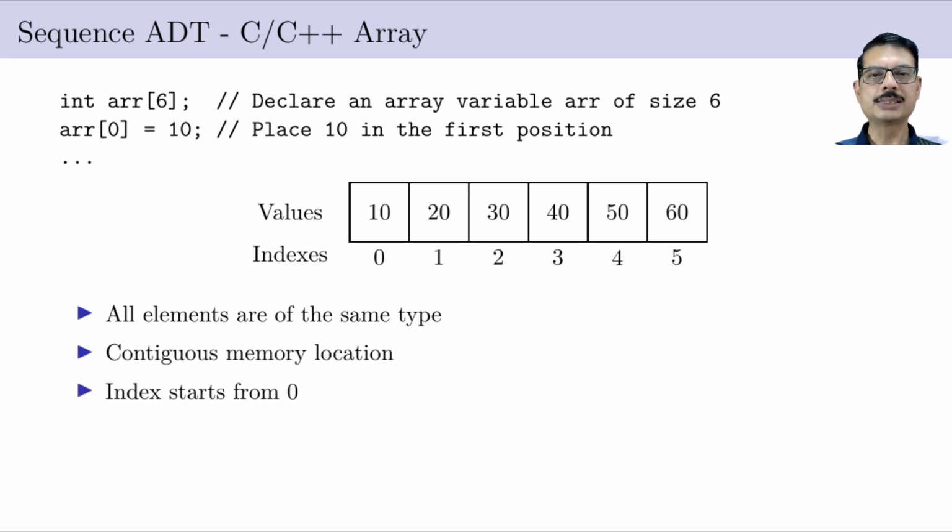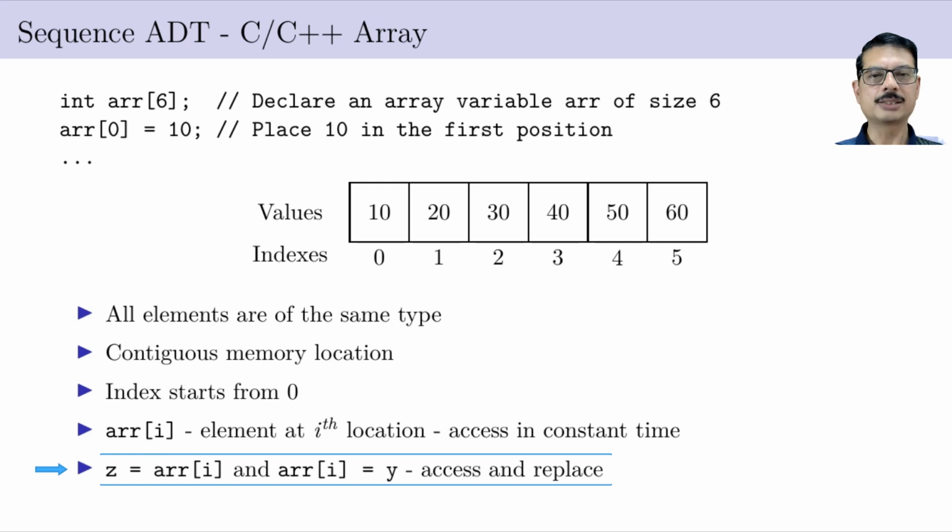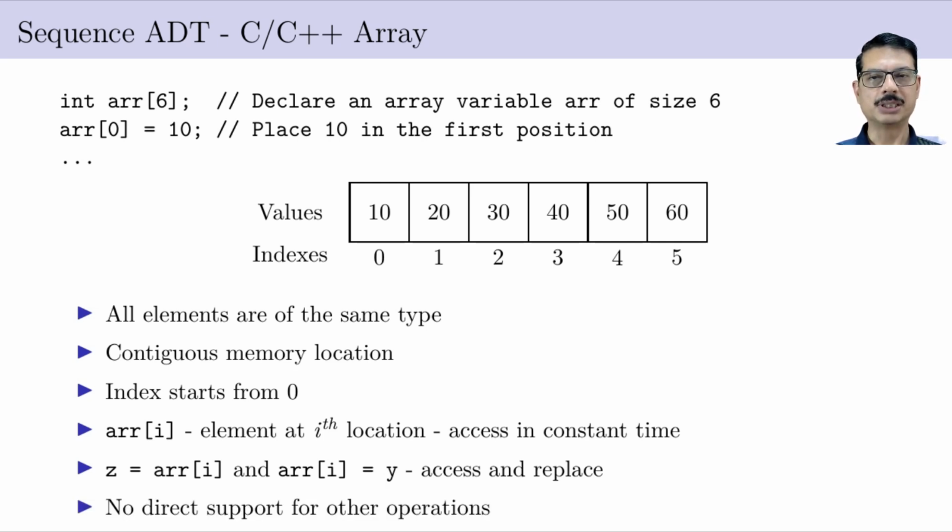So an array provides constant time access using indexes. The element at and the replace i, x operations are supported by brackets. But this particular array data type has certain limitations. It is not exactly giving you all the functionality that we expected from the sequence ADT. First, there is no built-in support for operations like insert in the middle of an array or remove from the middle of the array.